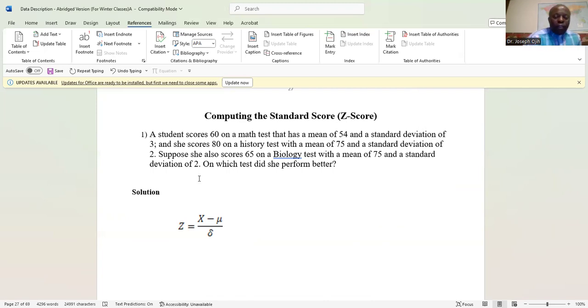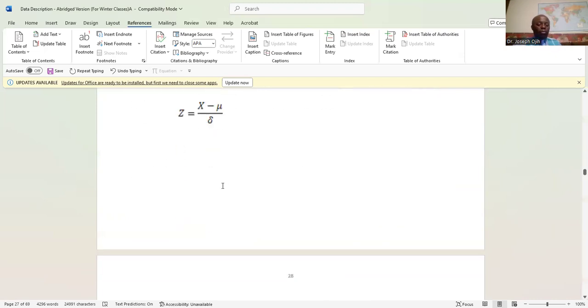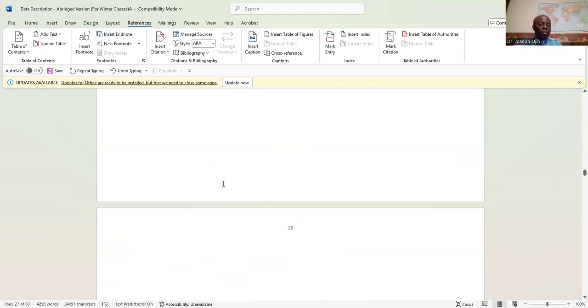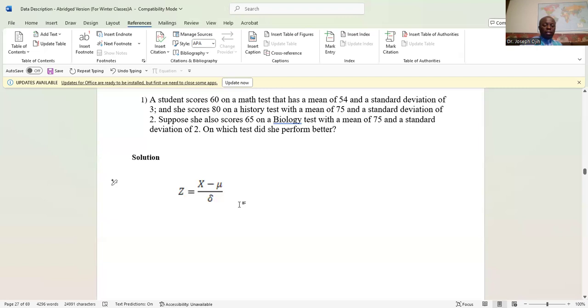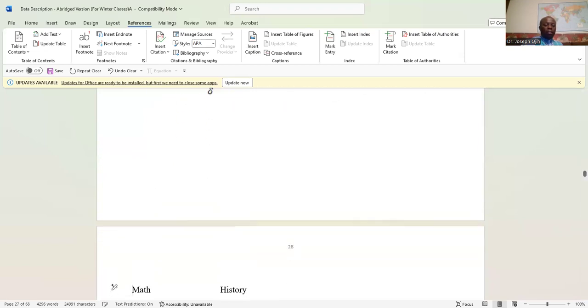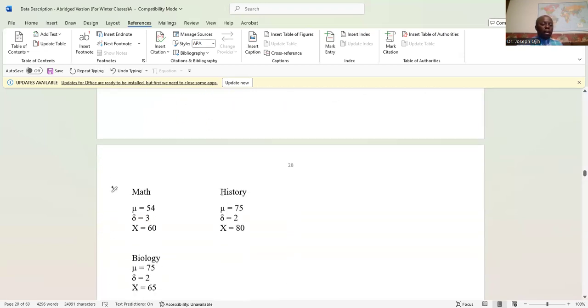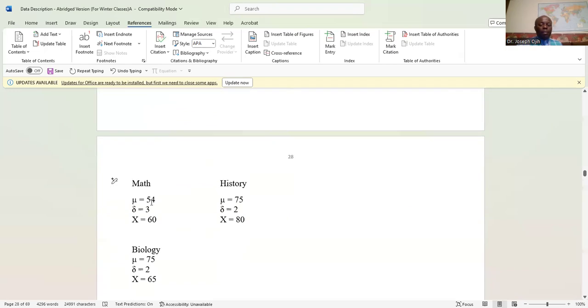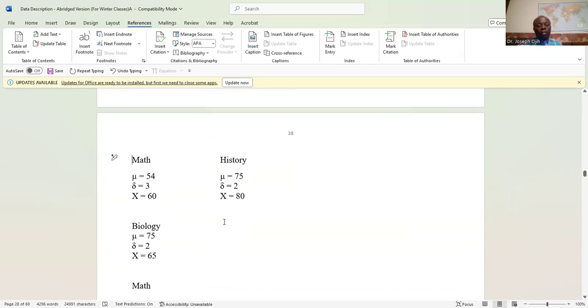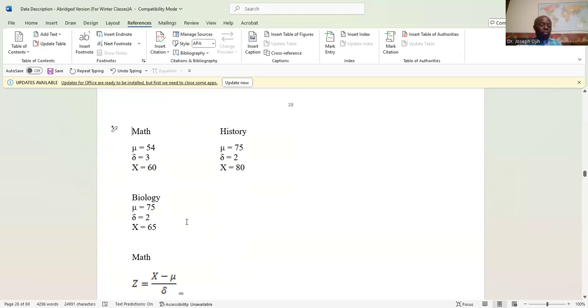Okay, the first thing to do is to find the standard score. That's the first thing to do. So I'm going to bring it up a little bit so you can see the scores in different subjects. The mean for math is 54, I mean, the average for the class, and the standard deviation is 3. And x is her score. History is 80 with a mean of 75. And then biology.